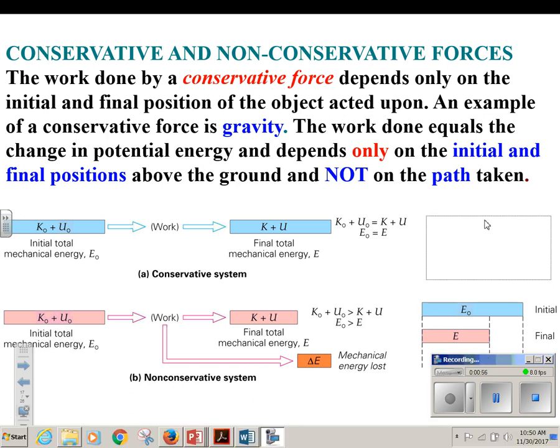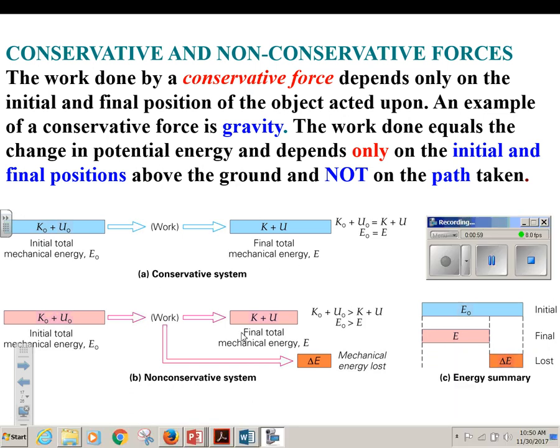Now when we have something called a non-conservative system, we will have the kinetic and potential energy at the beginning. We'll have work done, but some of that work will be lost as mechanical energy. Things like friction cause lost mechanical energy in heat and sound. And so the final kinetic and potential energy do not equal the original. They are actually less than.